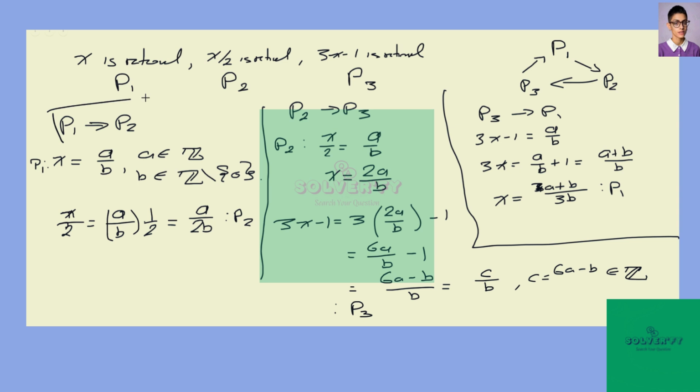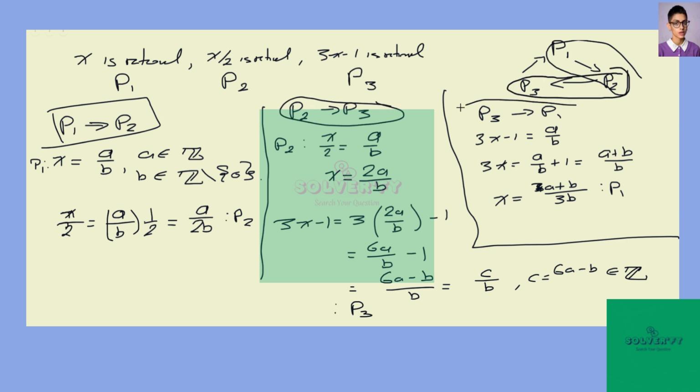So we've proven proposition 1 implies proposition 2. So we've proven this part of the chain. We've proven proposition 2 implies proposition 3. So we've proven this part. And we've also proven the last part, that proposition 3 implies proposition 1. So since we have this circular chain of proofs, all of these three statements are equivalent.